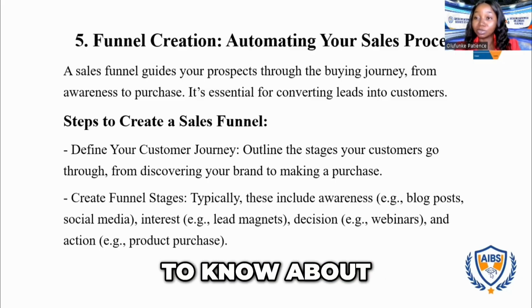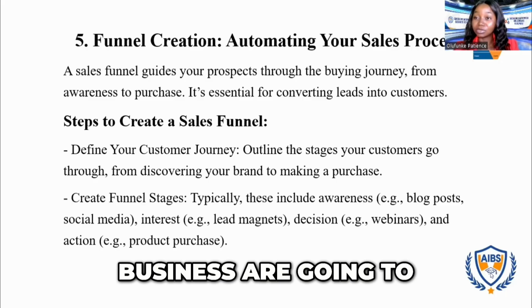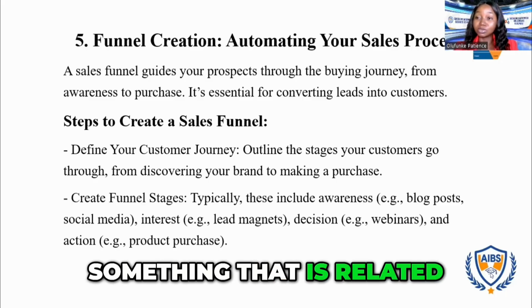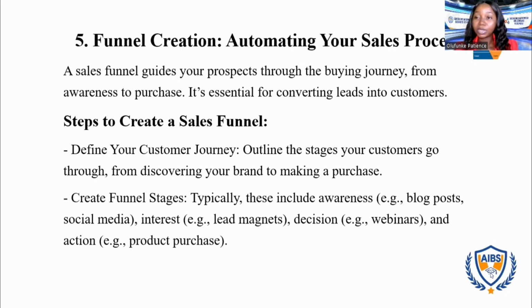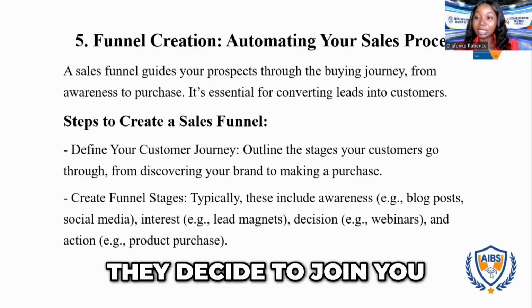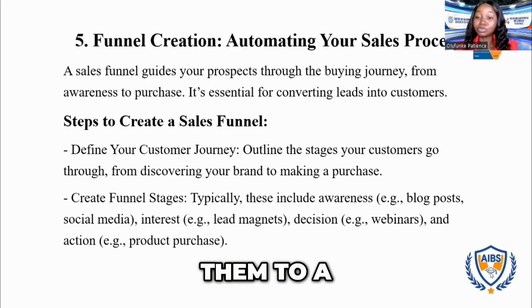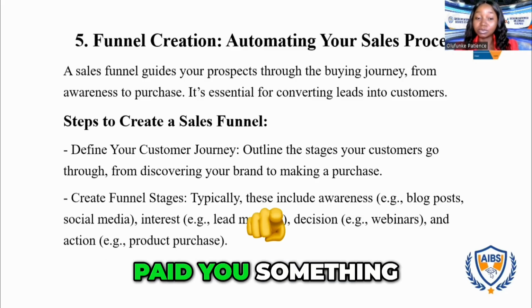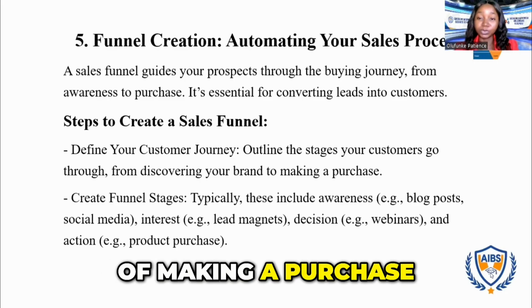Awareness first. You want people to know about you, about your brand. Then interest. You now create a lead magnet. Those that are interested in your business are going to get that lead magnet because it's related to your business. They opt into your email list. You create a webinar for them. They decide to join you. And then on your webinar, you sell them a product. At that point, you have converted them to a customer and they have paid you something. So that is how the funnel looks from the point of awareness to the point of making a purchase.